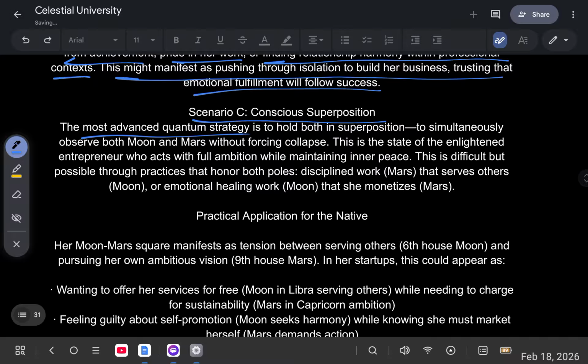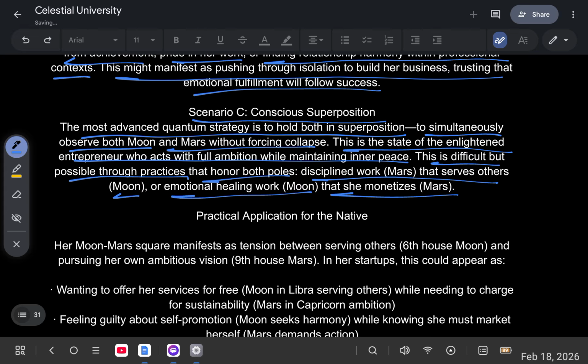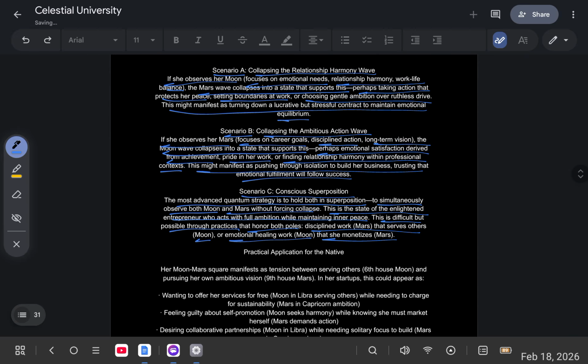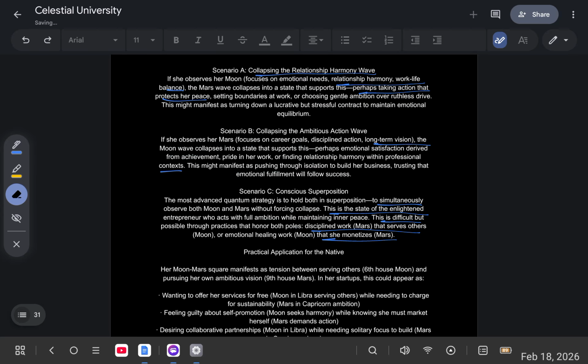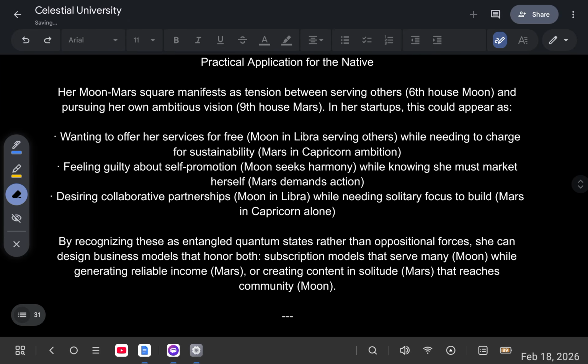And scenario C, conscious superposition. The most advanced quantum strategy is to hold both in superposition, to simultaneously observe both the Moon and Mars without forcing collapse. This is the state of the enlightened entrepreneur who acts with full ambition while maintaining inner peace. It's difficult, but possible through practices that honor both poles. Disciplined work, Mars, that serves others, Moon, or emotional healing work, Moon, that she monetizes, Mars.